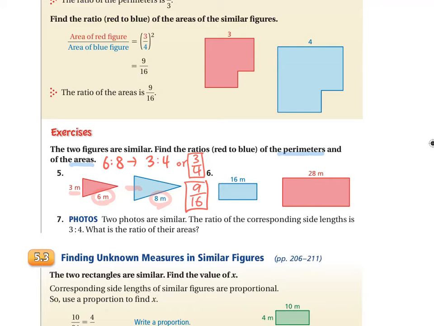Same thing for 6. You have to be careful though because it says red to blue. So even though the red shape is on the right side, you have to have the red shape first and then the blue one. So I have 28 to 16 and I'm going to simplify it as much as possible, which is going to be 7 to 4, or you can write it 7 over 4. And then my area is going to be the square of those numbers, so it's going to be 49 and 16. So these are your two numbers, and that's about it. The key point is to simplify your ratio for the perimeters as much as possible before you find the ratios of the area.